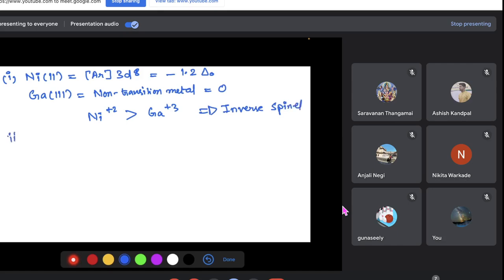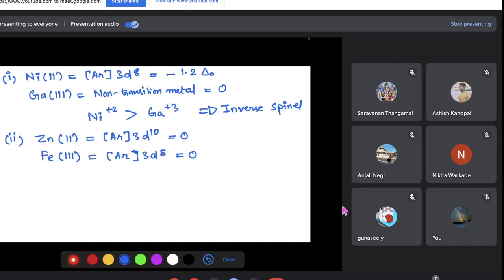But let's also have a look at other combinations, like zinc 2+, whose electronic configuration is argon 3d10. It has a CFSE equal to 0. And Fe3+ has the electronic configuration argon 3d5. It again has a CFSE of 0. So in this case, both are transition metals and have CFSE equal to 0.